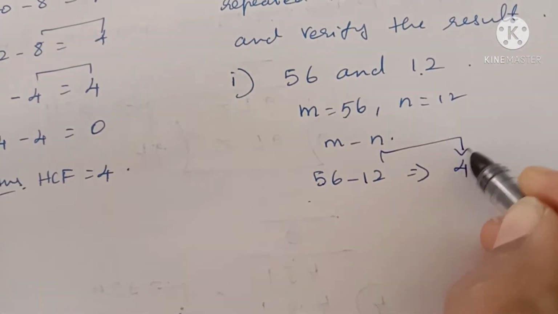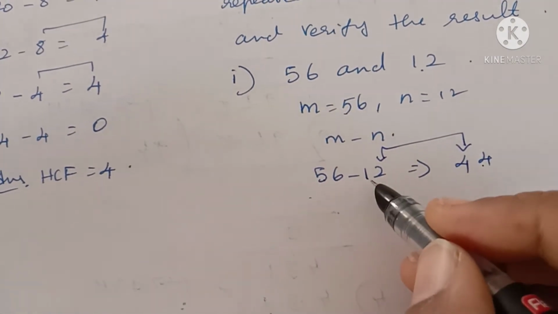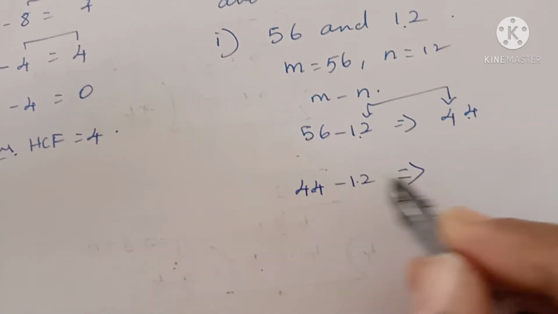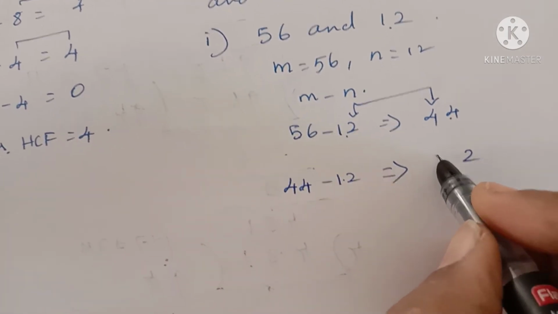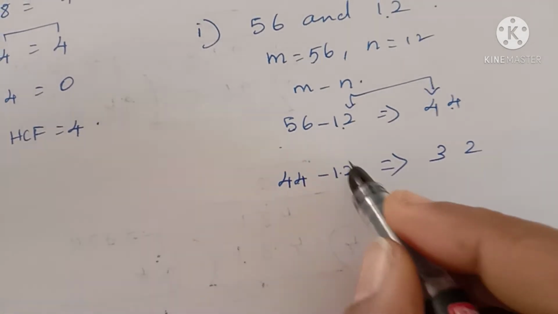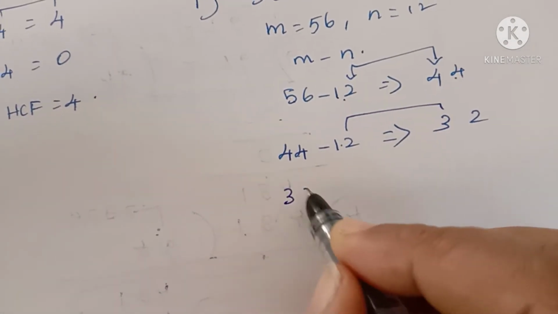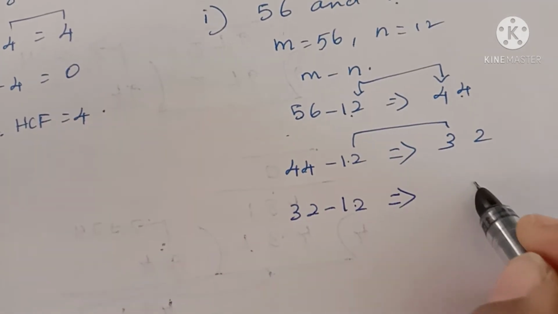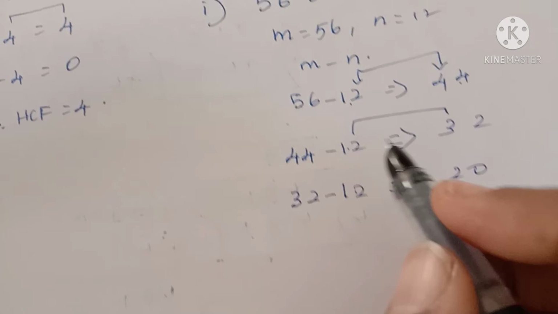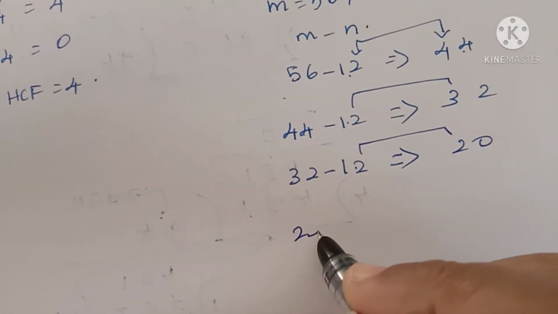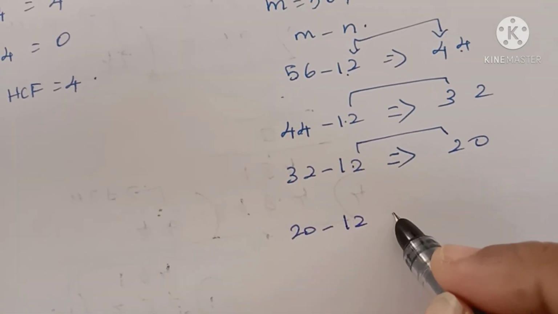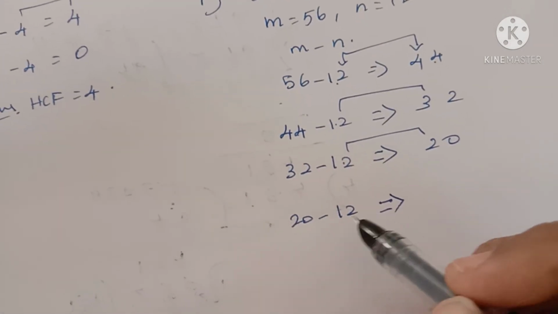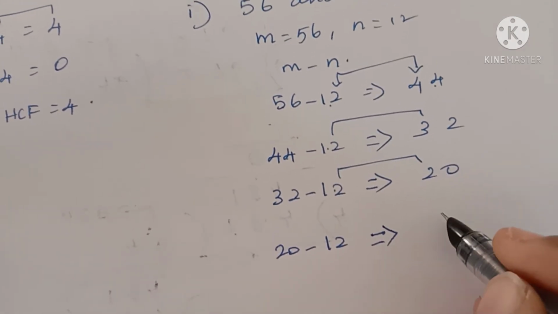Then take 44 and 12. 44 minus 12, which is equal to 4 minus 2 is 2. 4 minus 1 is 3. Then take the next two numbers, 32 minus 12. 2 minus 2 is 0. 3 minus 1 is 2. Then 20 minus 12, which is equal to 8.